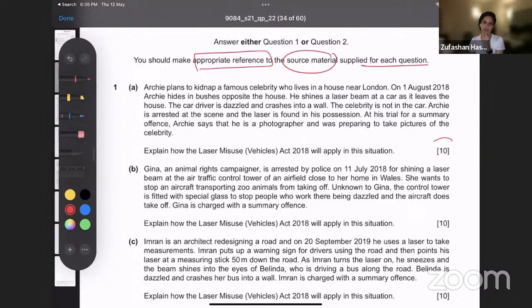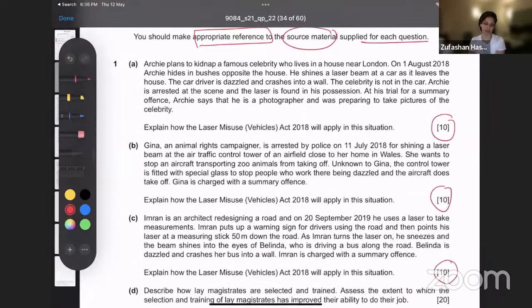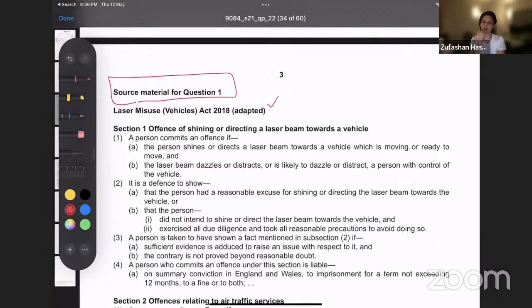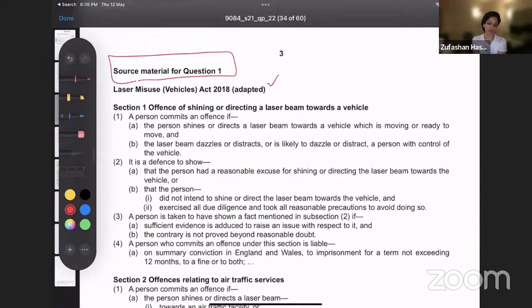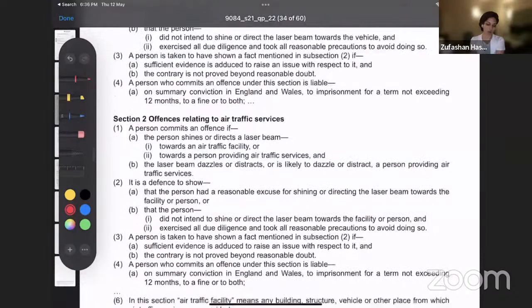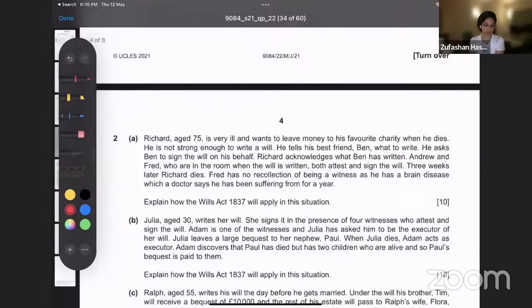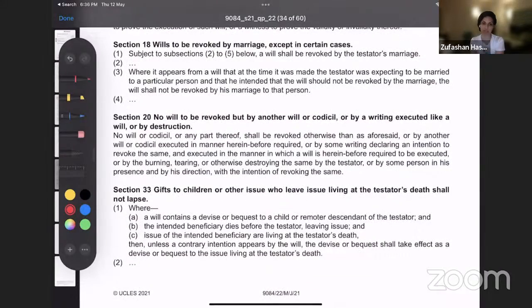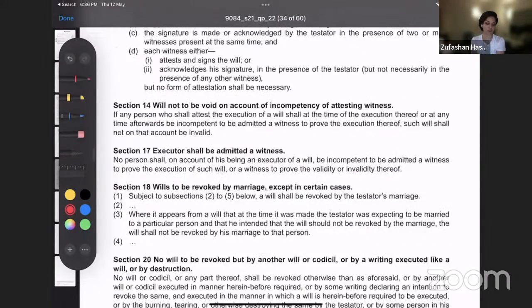And these have to be answered by making reference to the material given to you at the bottom of the question, right? These are all actual, very relevant laws in the UK. Now, the examiner may give you an act of parliament, like the Laser Misuse Vehicles Act 2018, or in the next question, you might see a case or two given to you. But in this paper, they haven't given you any cases. For both questions, they've given you acts of parliament.